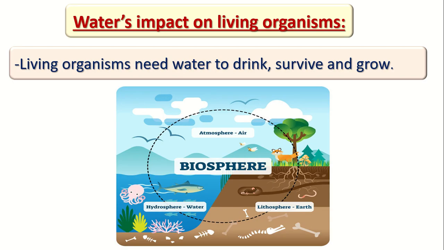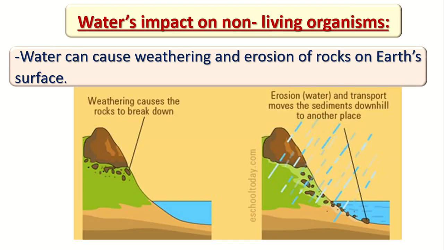So guys, does the water impact the living organisms, right or wrong? Of course, the water can impact the living organisms. What's the meaning of impact? Impact means effect. The water can impact the living organisms because all living organisms need water to live, to grow, to survive, to drink. So we need the water. That's why the water can impact the living organisms.